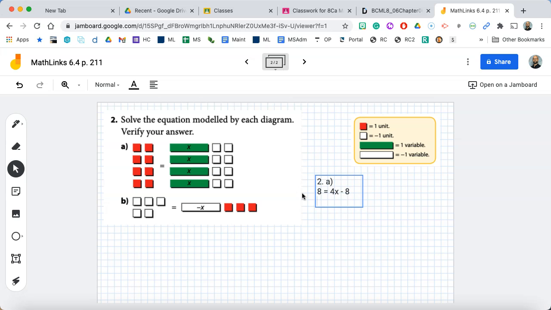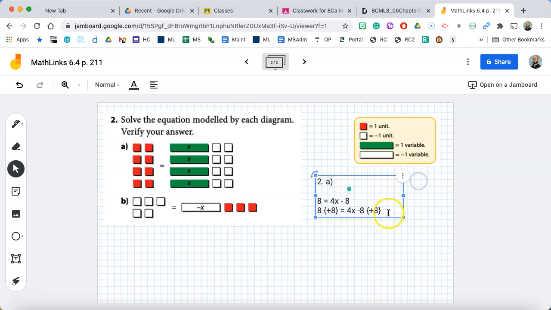All right, so where do we go from here? Well, we want to get rid of this negative 8 over here. So to do that, we can add 8 to both sides, right? So we can add 8 over there. And we can write 4x minus 8 plus 8 over here as well. Let me stretch that out. Okay. Is that making sense? So what we've done is we've added 8 to both sides.